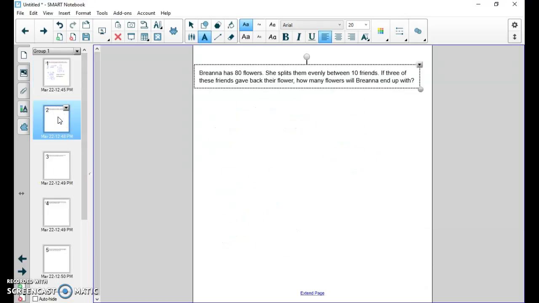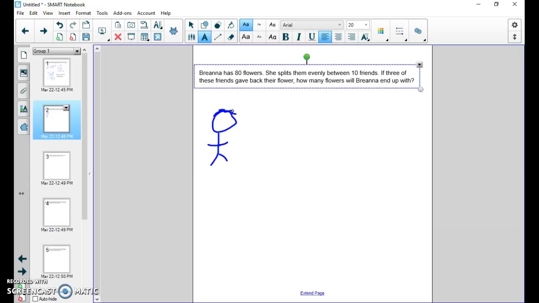Next problem. So if you feel like that first one was so easy that you would like to challenge yourself a little bit, go ahead and pause it, and then you can play the video once you've solved it. All right, let's see here. So we have Brianna. Here's my Brianna. She has 80 flowers. She splits them evenly between 10 friends. If 3 of these friends give the flowers back, how many will Brianna end up with?